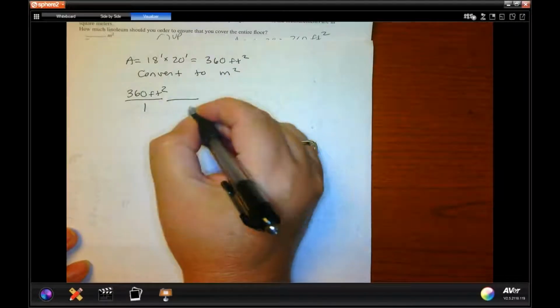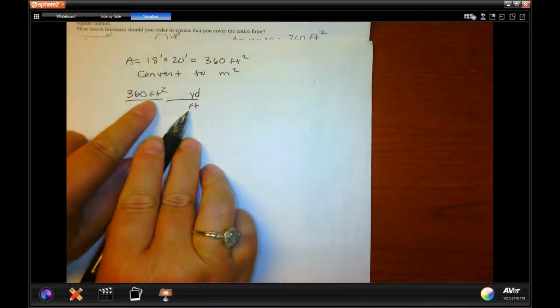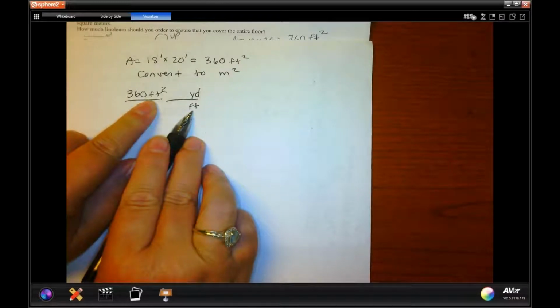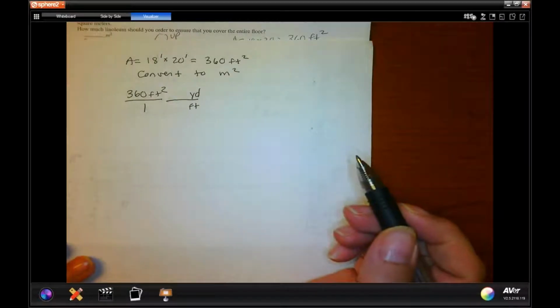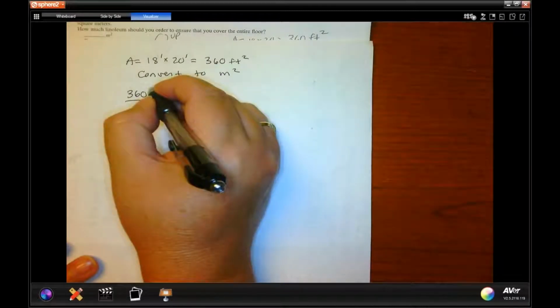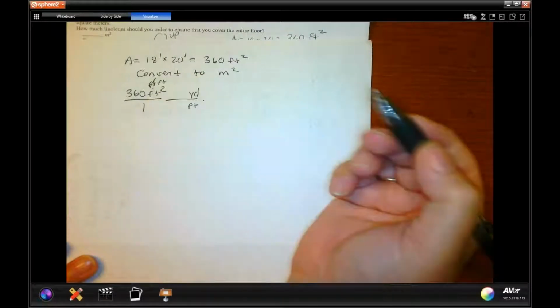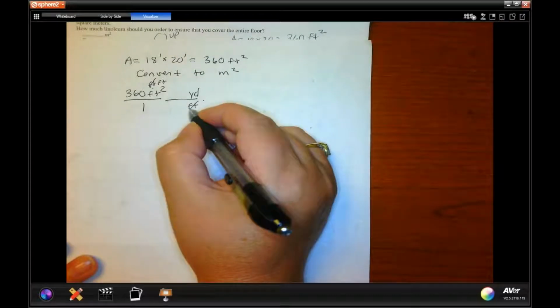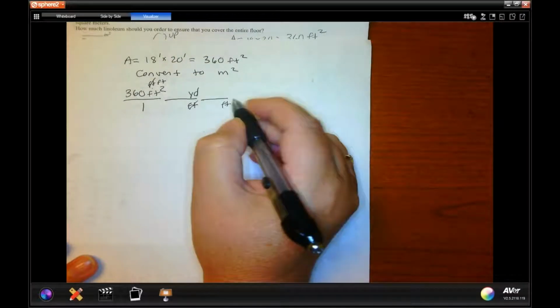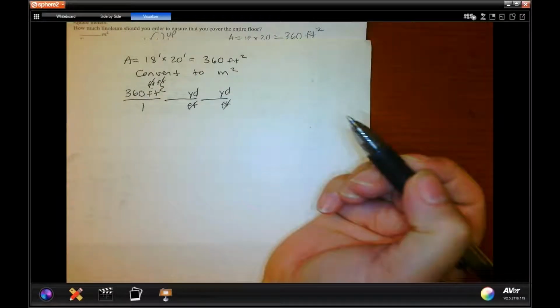First, we're going to do feet squared to yards. But the problem here is I can't cancel a yard squared with just a foot. What am I going to have to do to get feet squared canceled? Feet squared means feet times feet. That only cancels part of it, right? I have to do it twice to cancel both factors. If it was volume and feet cubed, I'd have to do it 3 times.